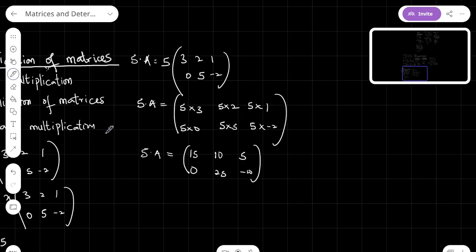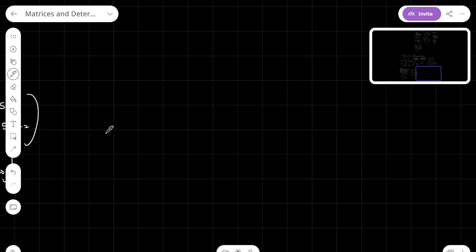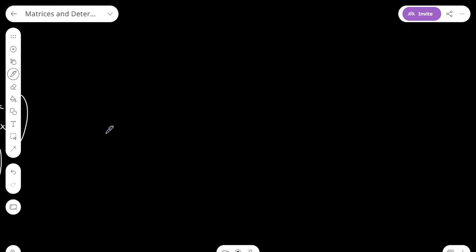Now, when we have multiplication of two matrices, right? Multiplication of matrices, that is when two matrices have to multiply each other. So the first thing you need to note is that two matrices can only multiply each other if the number of columns in the first matrix is the number of rows in the second matrix.